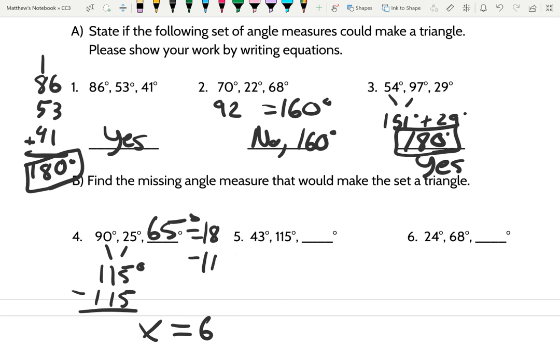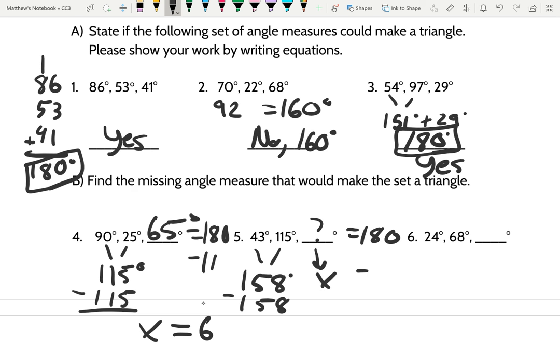and then move over to problem 5. Again, we know that this is set equal to 180 degrees. And then we just need to combine the two measurements we know, 43 and 115. And then subtract 158 from both sides to get our missing angle measure alone. So I've got x equals 22 degrees. Go ahead and try that last problem out on your own, problem 6.